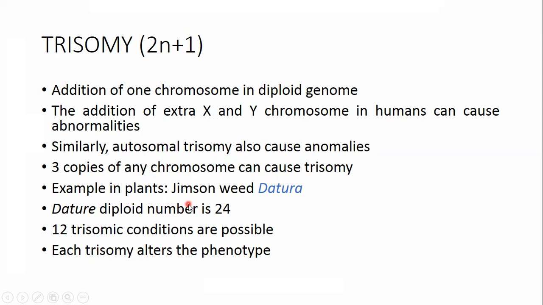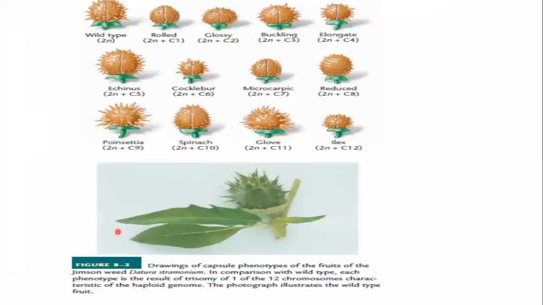and its example is the Jimson weed in plants, and its diploid number is 24. So obviously haploid number is 12. So 12 trisomic conditions are possible for the Jimson weed. Each trisomy alters the phenotype. So here there are 12 pairs of chromosomes, okay? So the trisomy of every chromosome is possible, and as the trisomy is of each chromosome, each trisomy will affect the phenotype in a different way.